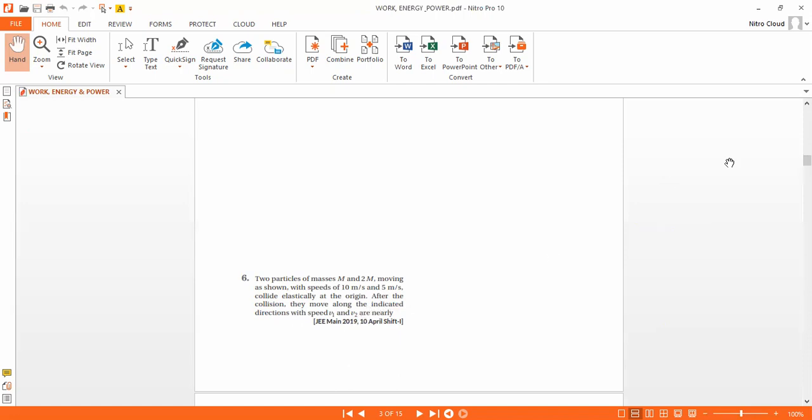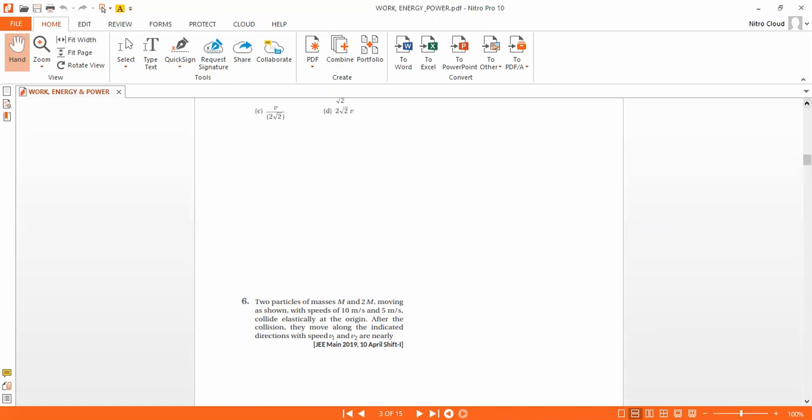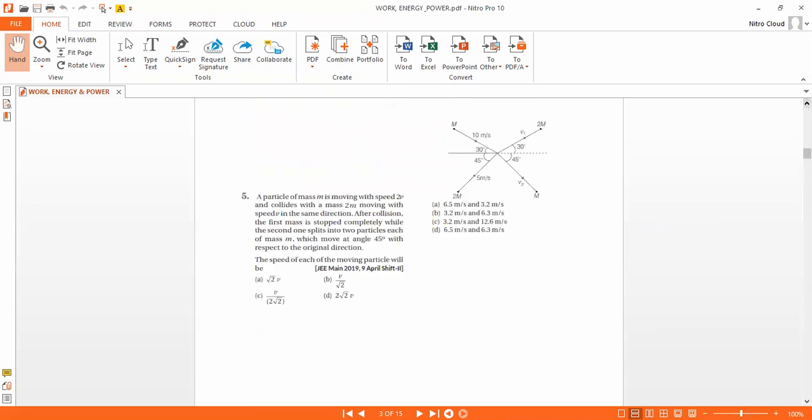After the collision, they move along the indicated direction with the speeds v1 and v2. See the diagram. Observe carefully. This is the first particle incident direction, and this is the first particle final direction, that is after collision. Here it is the second particle initial direction, and this one is the second particle final direction.